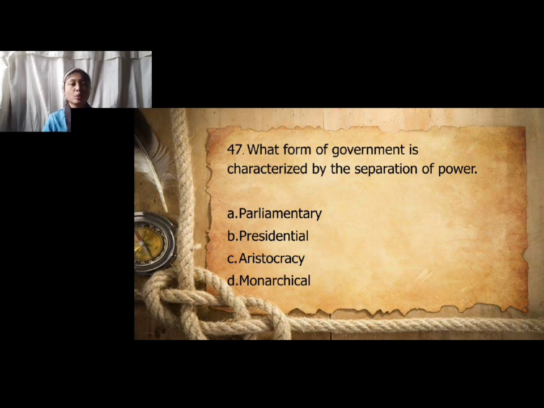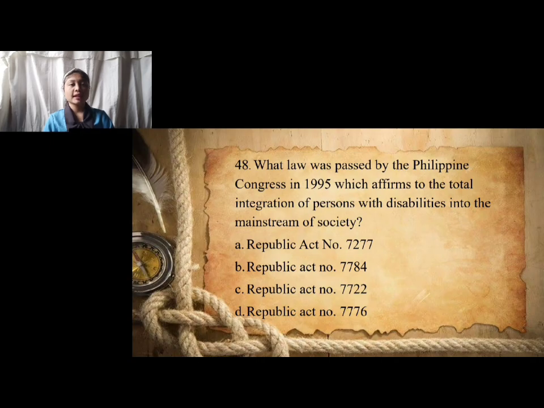Number 48 question. What law was passed by the Philippine Congress in 1995 which affirms the total integration of persons with disabilities into the mainstream of society? So the correct answer is letter A, Republic Act number 7277, otherwise known as the Magna Carta for Disabled Persons, was enacted for the primary reason that persons with disabilities have the same rights as other people. It promotes full participation in society and integration into the mainstream of society.